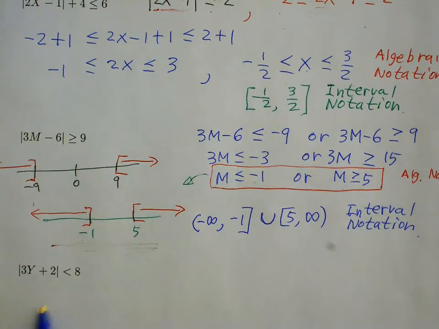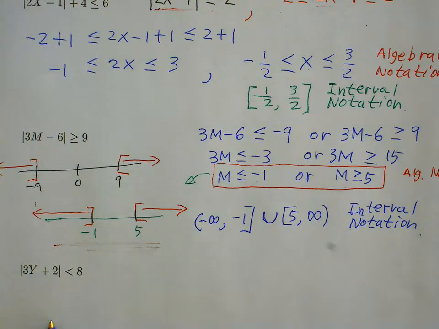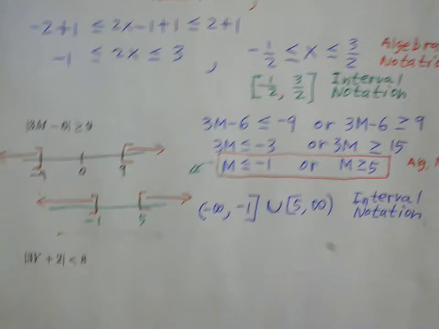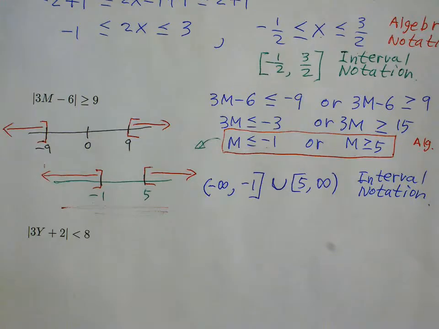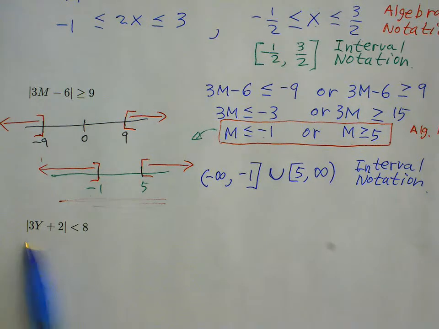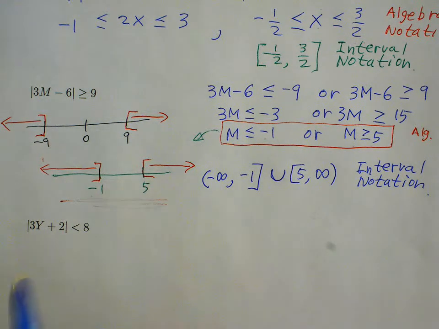This third example is similar to the very first one that we did. It's just that this time we have less than instead of less than or equal. Okay, but this one's all set up for us. That is, the absolute value is by itself on one side. So I'll explain, it's the same method, just worded a little bit differently.